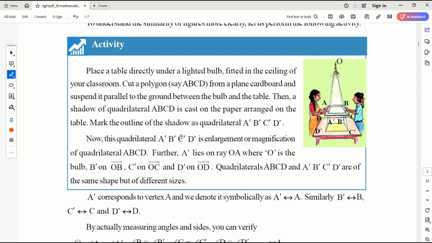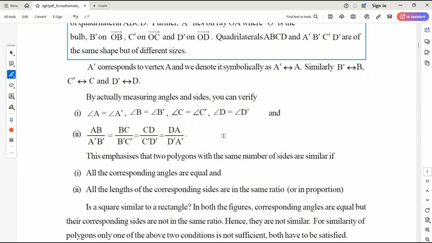Now if you measure, the shade is bigger than the rectangle, but all the corresponding sides will have exactly the same ratios. And all the angles are 90 degrees because it's a rectangle. You will find the four angles as 90 degrees, which is the same as the original cardboard. Correct. So this is the rule for similarity. All the angles are the same and the sides are in the same ratio.